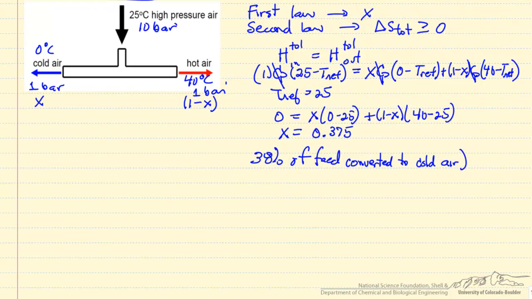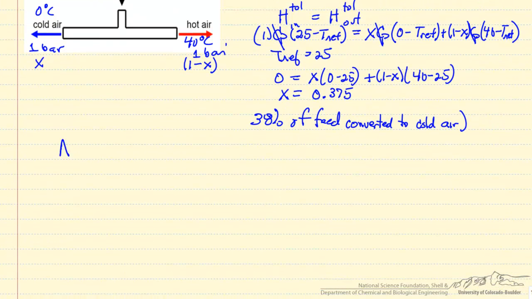So now we're going to look at the second law. And what we're going to do is calculate the total entropy change, which would be delta S of our system plus delta S of the surroundings.